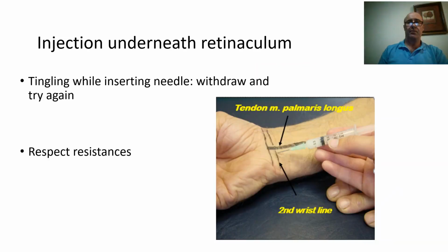If the patient complains of tingling while inserting the needle, withdraw it and try it again. And respect any resistance. It should flow easily into the sheath, the carpal tunnel at least. If it's not flowing easily, maybe you're in a tendon or in the nerve, and you need to withdraw the needle until it flows or injects easily.